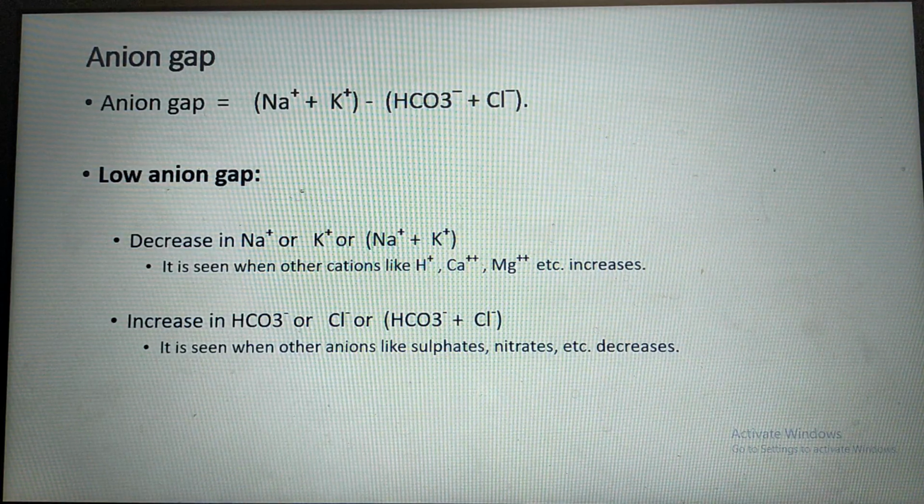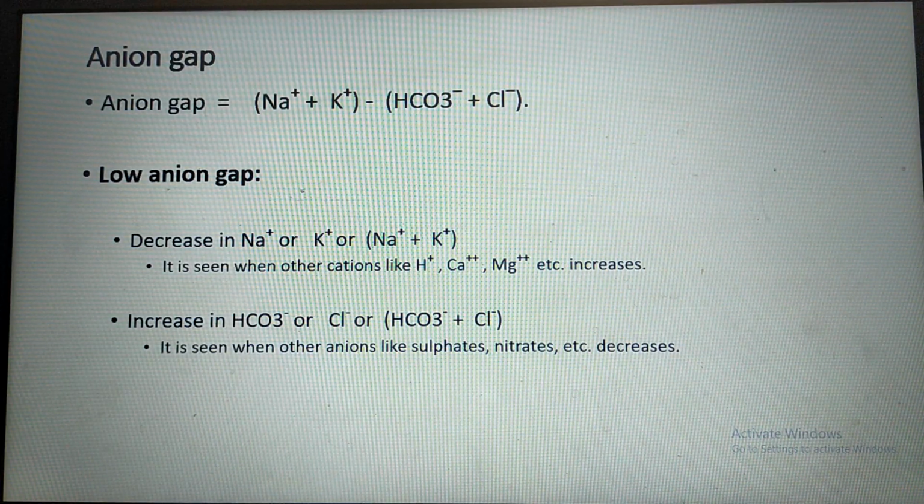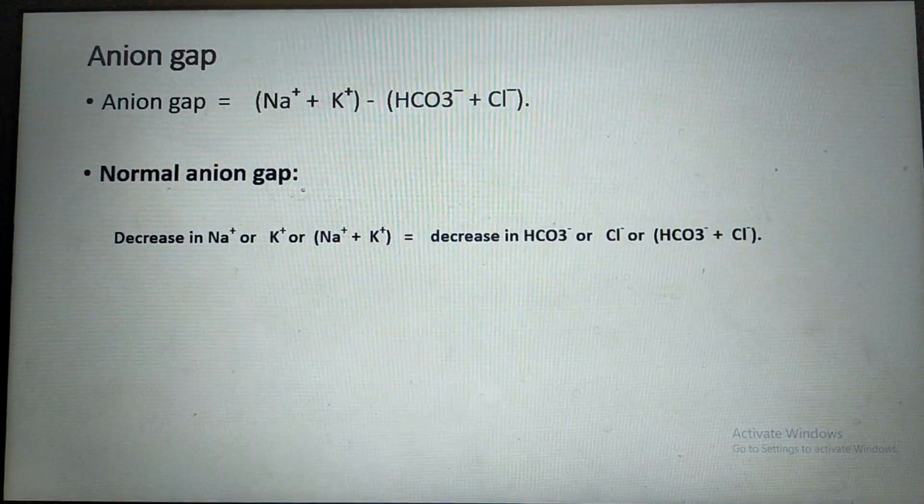Again, the concept: the decrease in sodium potassium is not important. What is important is why there is a decrease in sodium potassium, because other cations have increased. That you have to remember. Or the increase in bicarbonate and chloride is not important. What is important is that you have to know that other anions have decreased. So this is about low anion gap.